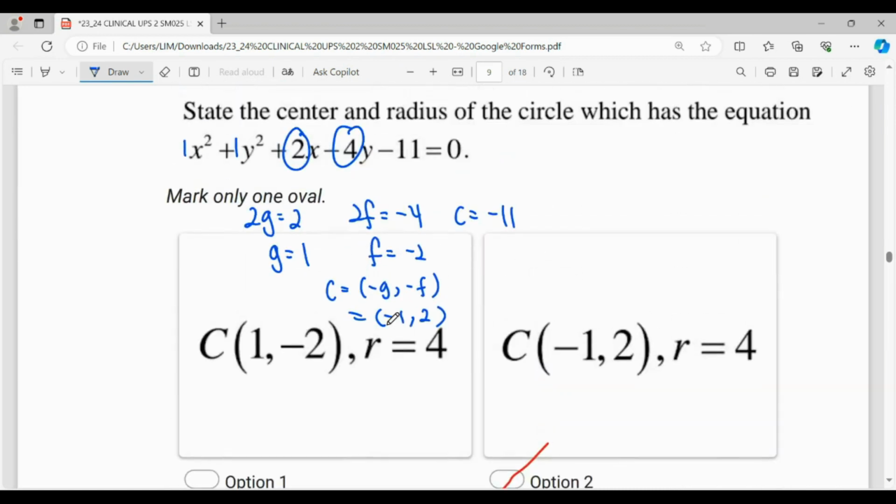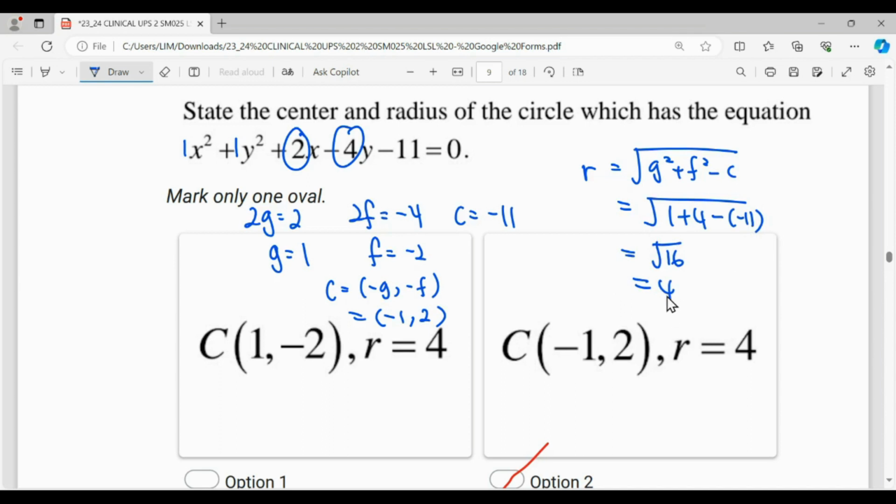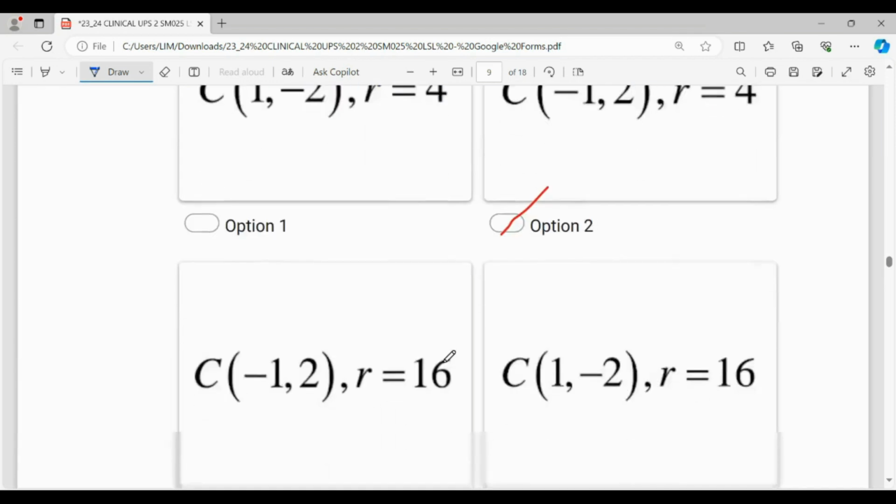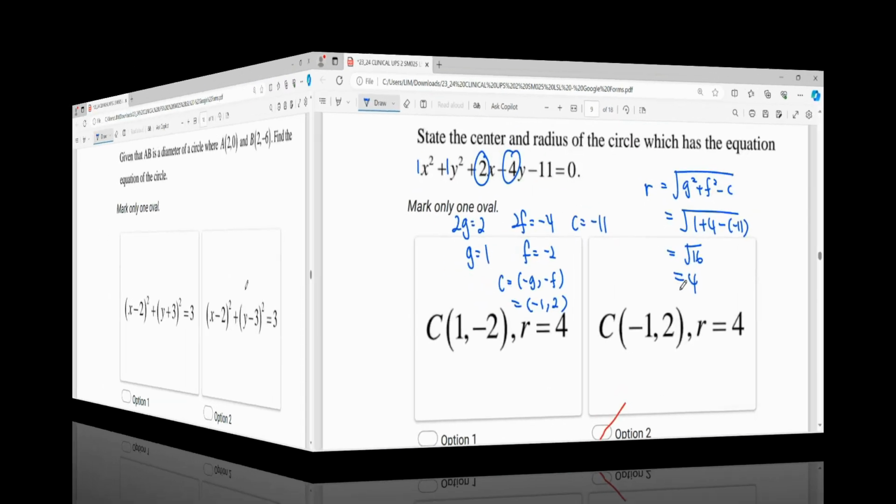Then we have to check for our radius. Radius is the square root of g squared plus f squared minus c. So g squared is 1, f squared is 4, minus c is minus -11. So the square root of 16 gives us 4. So the radius is 4. So therefore, this is our answer.